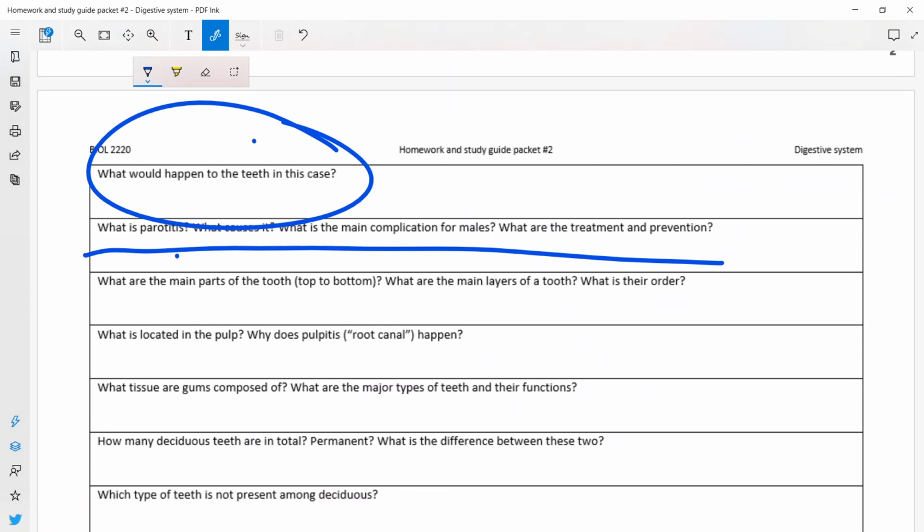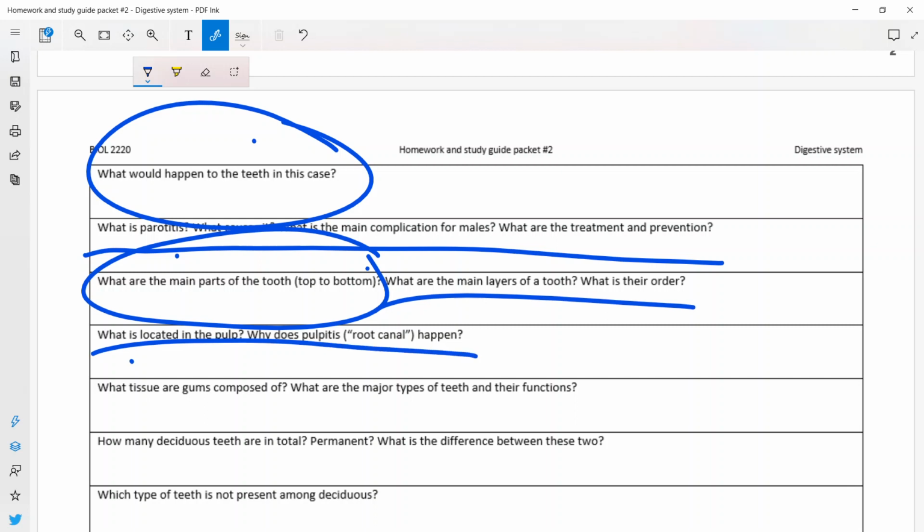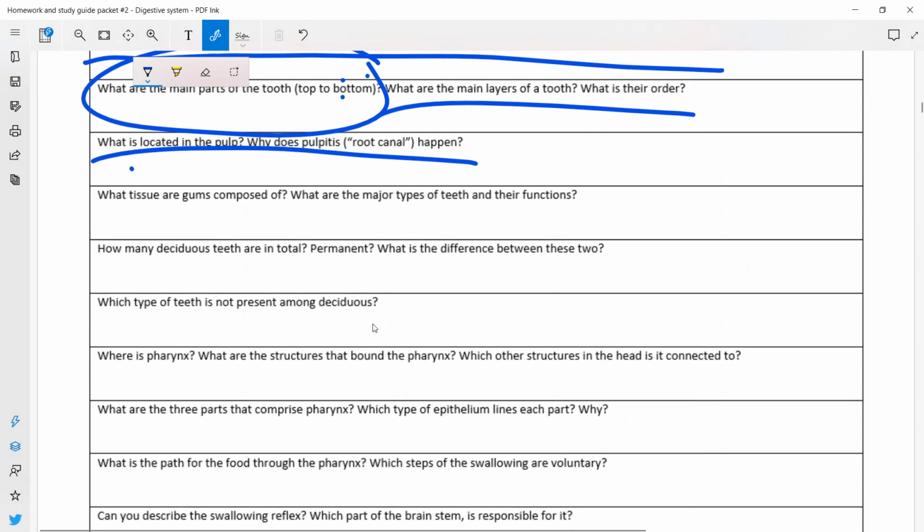Prevention is the vaccine. Main parts of the tooth, know them: the root, the neck, the crown. Layers: enamel, dentin, pulp. In the pulp we have nerves and blood vessels in the pulp cavity. A root canal happens when enamel and dentin rot away and bacteria enter the pulp cavity.